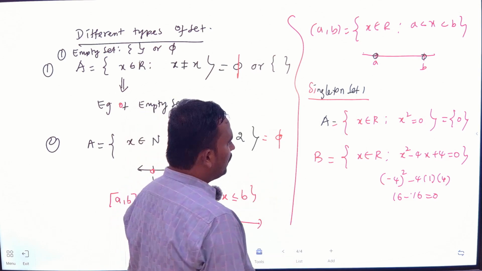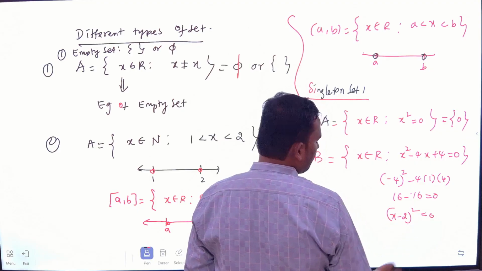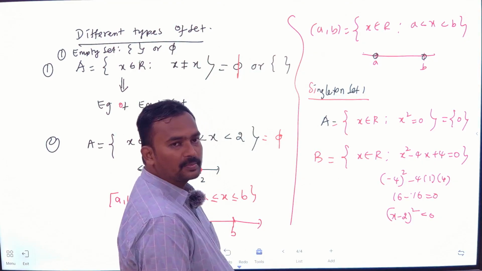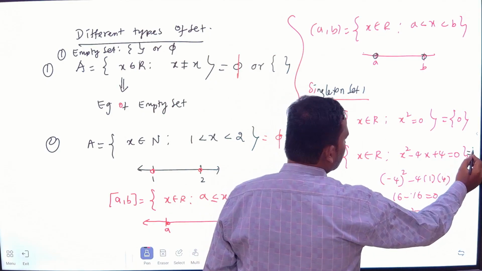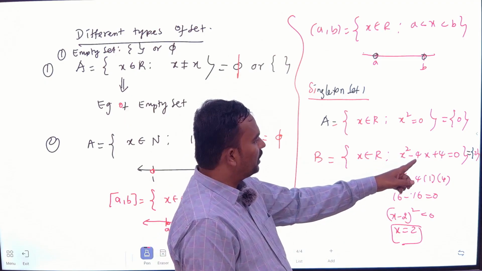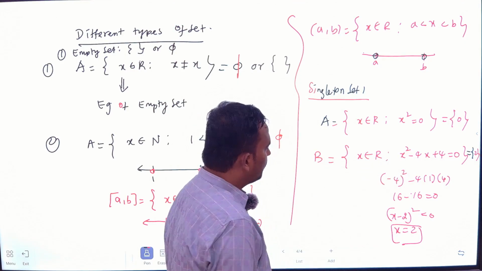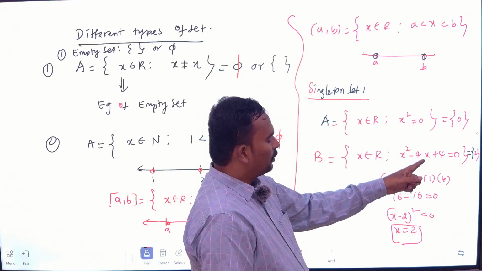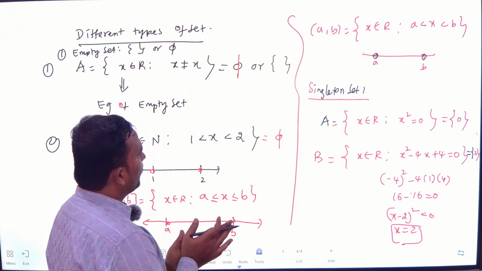So equivalently we can write in the perfect square method: x minus 2 whole square equal to 0, right? x square minus 4x plus 4 equivalently is x minus 2 whole square. This is same as x is equal to 2. Therefore, the set consists of 2. So how can you check this? You put 2 here. 2 square is 4, 4 minus 4 times 2, that is 8, right? 4 plus 4 is 8. So if you put minus 8, it will be 0, right? So therefore singleton set, right?